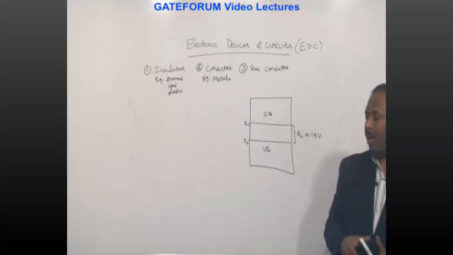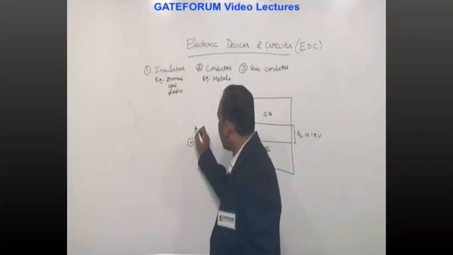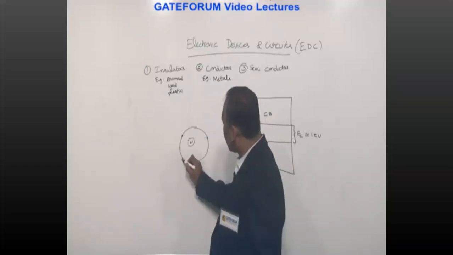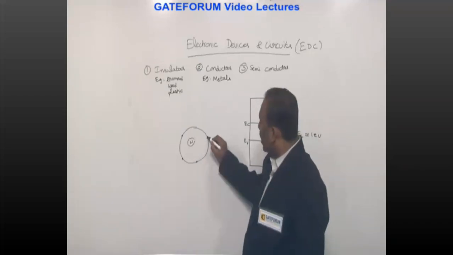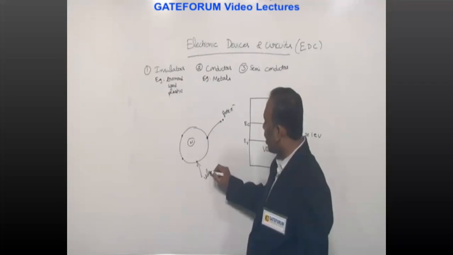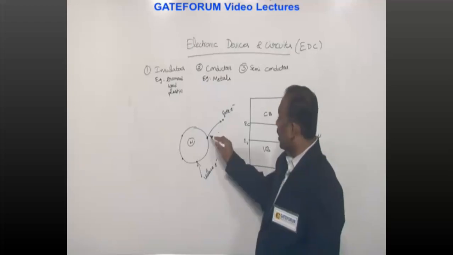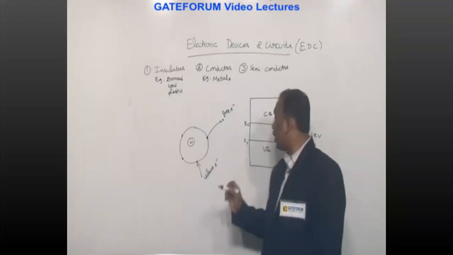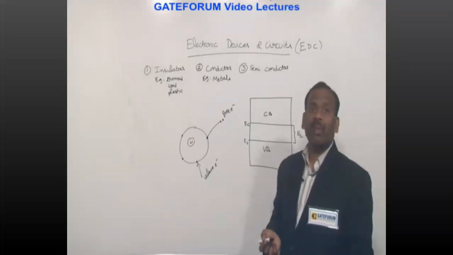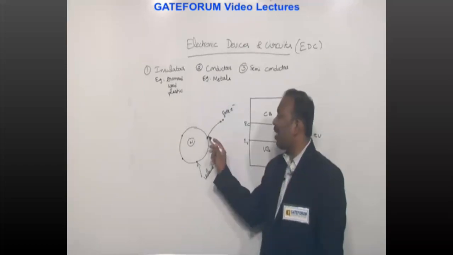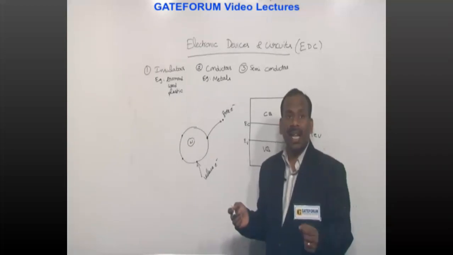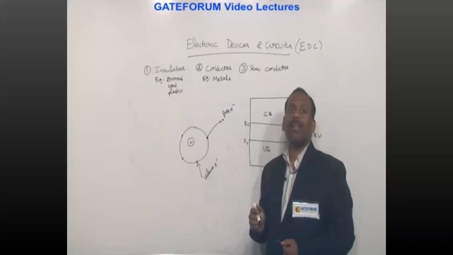That means, let us suppose this is the nucleus, this is the outermost orbit, with one electron, another electron, and another electron. This is a valence electron, and it becomes a free electron if you give only 1 electron volt. This 1 electron volt is so small that at room temperature itself, this electron acquires the energy called thermal energy. Thermal means temperature. Because of the thermal energy, this electron will acquire the energy and become a free electron.